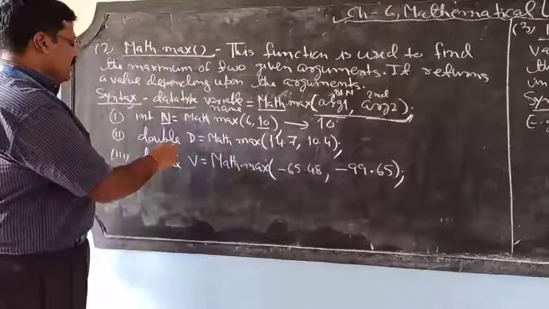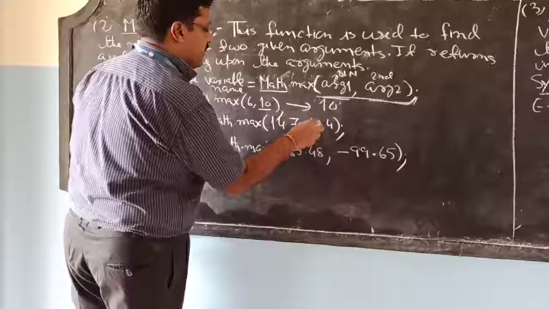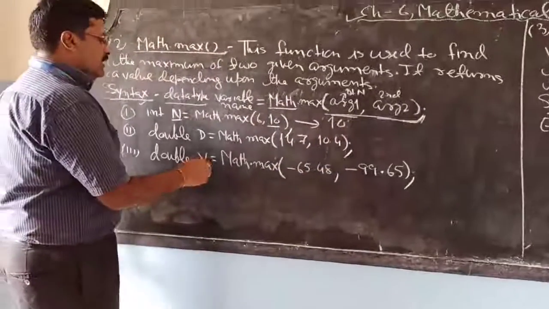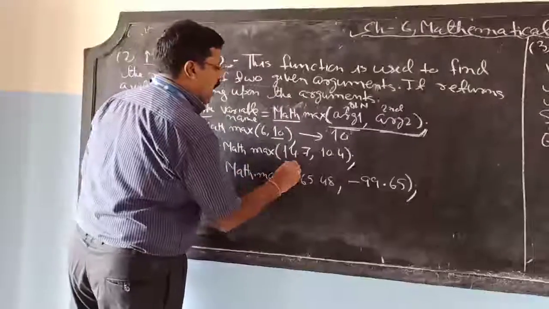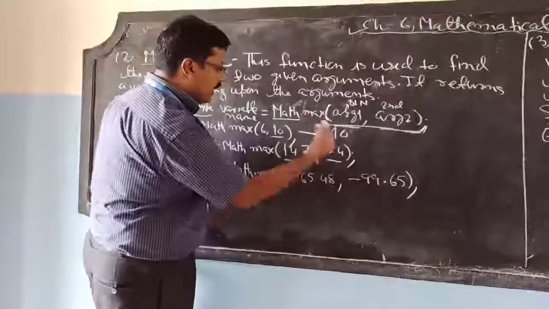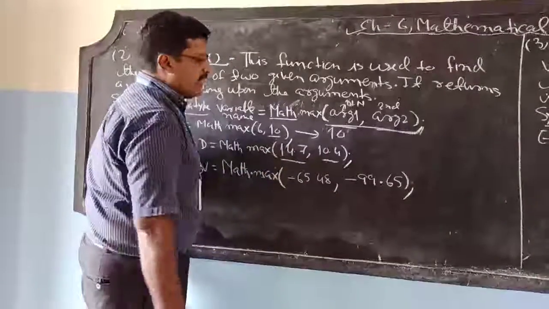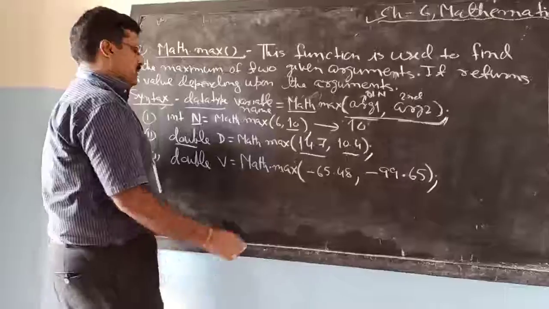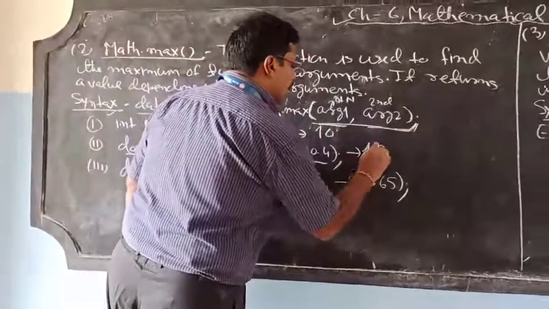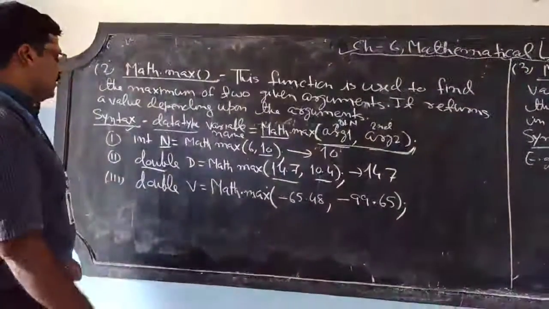Okay. Second, double d = Math.max(14.7, 10.4). So see, this time the return type is double, not int. Why? Because the arguments are double type. So the return value will be double. We have first argument 14.7, second one 10.4. Which is bigger? 14.7 is bigger. So the value of d will be 14.7.